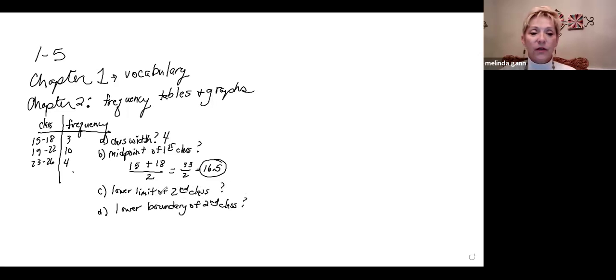Okay? So there's a difference between a limit and a boundary. And if you get them confused, you won't get any partial credit. Limits are the numbers that are just sitting there. So if I look at my second class, that's this 19 to 22, the lower is the smaller and the upper is the larger. So the lower limit of the second class would be 19.